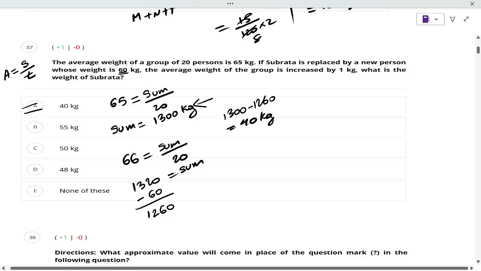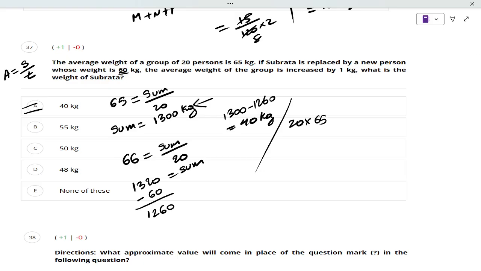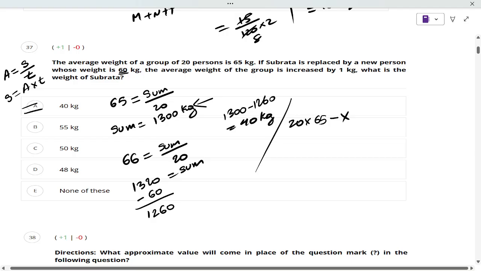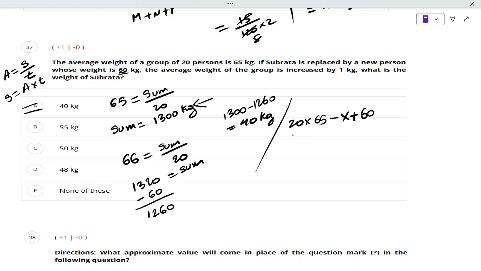Now we have another approach also. You can do it this way also. We have 20 into the average. Why? Because if we want to find the sum, that means this is average into total. So average is 65, total is 20. That will give us the sum of 20 when Subrata was there, minus Subrata's kg, which we are yet to find, so let's say x kg, and the new person, divided by the total number will be only 20.